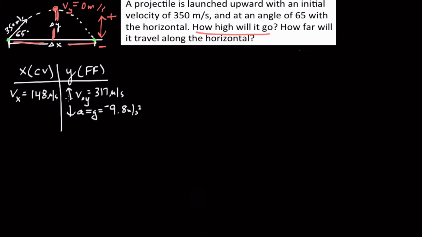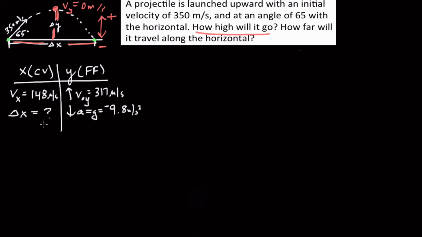Since initial velocity is upward and acceleration is downward, I need to give them opposite signs. All vectors pointing down need to have the same sign. All vectors pointing up need to have the same sign. So I chose to make downward negative. Now, what else do I know? I want to know how far it'll travel. My unknown is delta x.